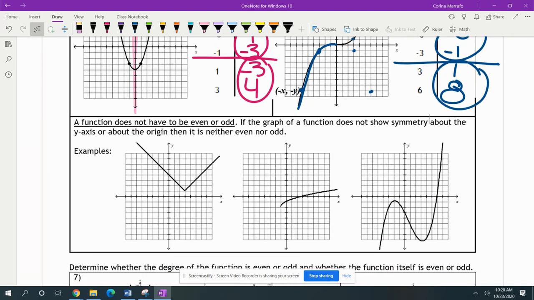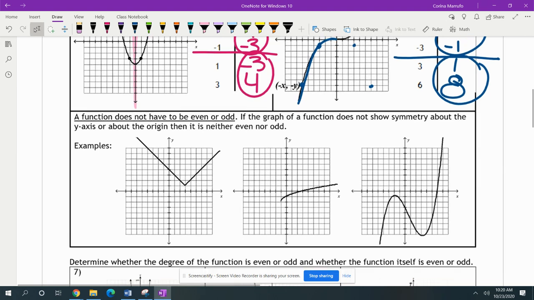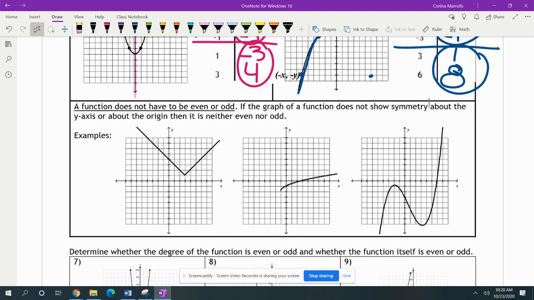So a function does not have to be even or odd, okay? If the graph of a function does not show symmetry about the y-axis or about the origin, then it's neither even or odd. So it doesn't have to be one or the other, it could be neither also. So if you notice here, if I cut this in half, you can tell that the y-axis doesn't cut it in half. And then also if I reflect this across the x and then across the y, I don't land back on the graph. So this has neither, okay?